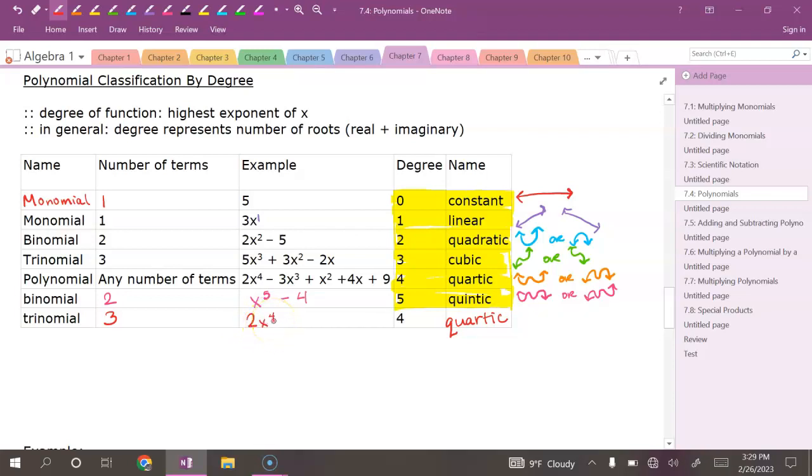And now we need 2 more terms. What I like to do is gradually work my way down. So the next one I'm going to put is minus 7x squared. And I'm going to say plus 5.